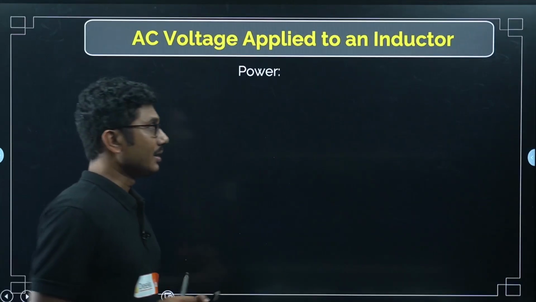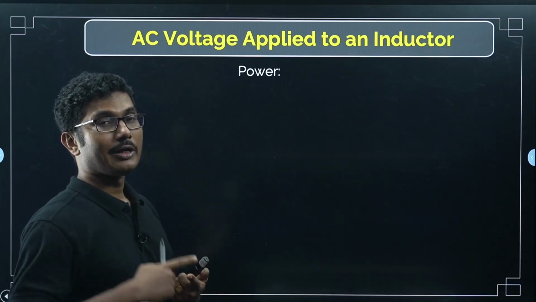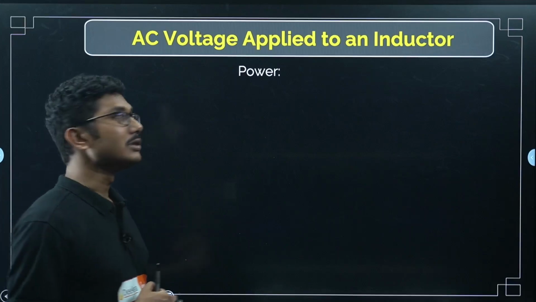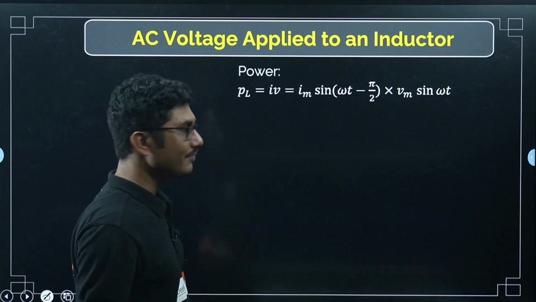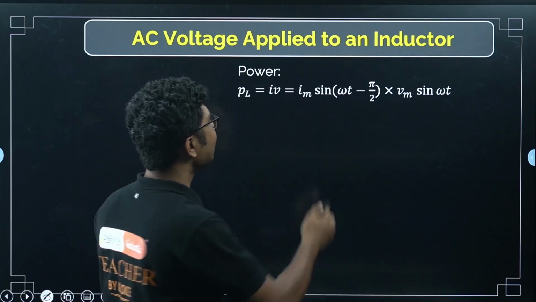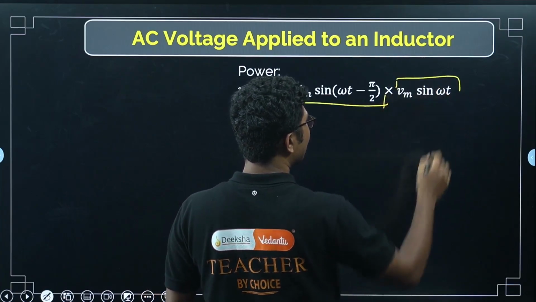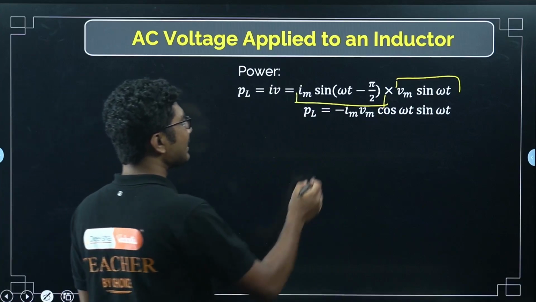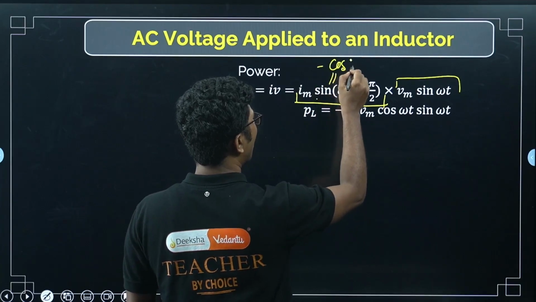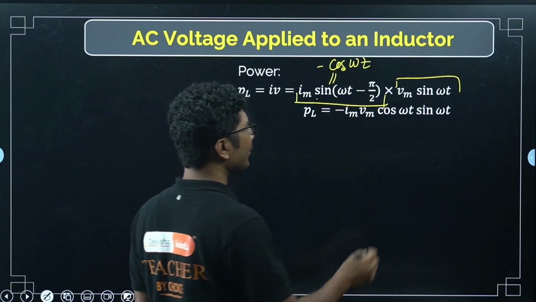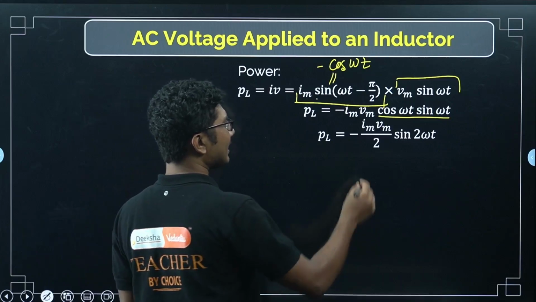Now what is the power? The third important point for either a resistor or inductor, or later on a capacitor, is how much power it will consume if we fit it in the circuit. We know that power is VI, and we can write this as Im sin of omega t minus pi by 2, which I have already explained, and Vm sin omega t, right? Now we can write this sin of omega t minus pi by 2 as negative cos omega t. If we put this value, we get cos omega t sin omega t with a negative sign.